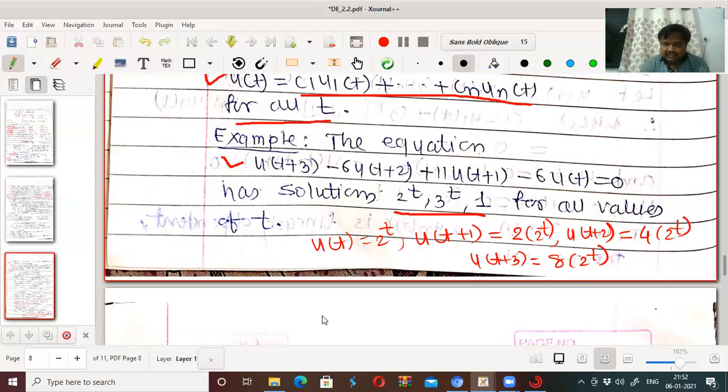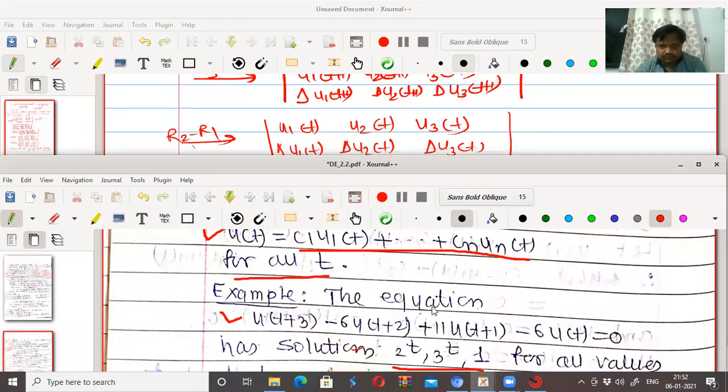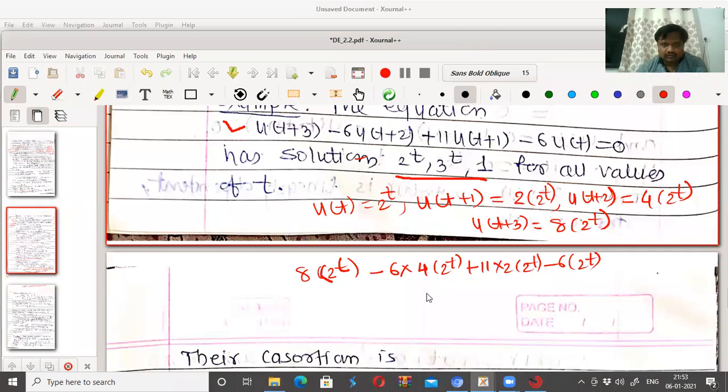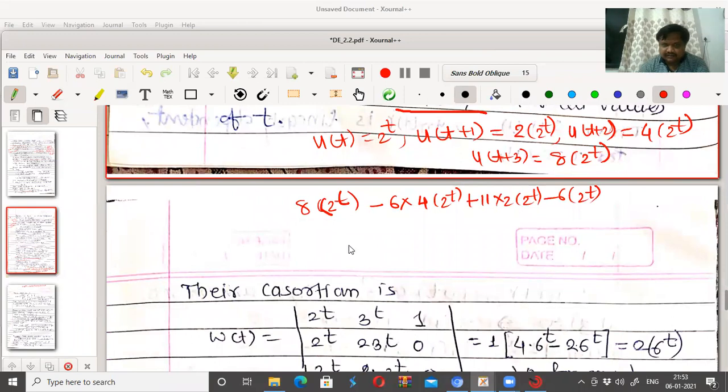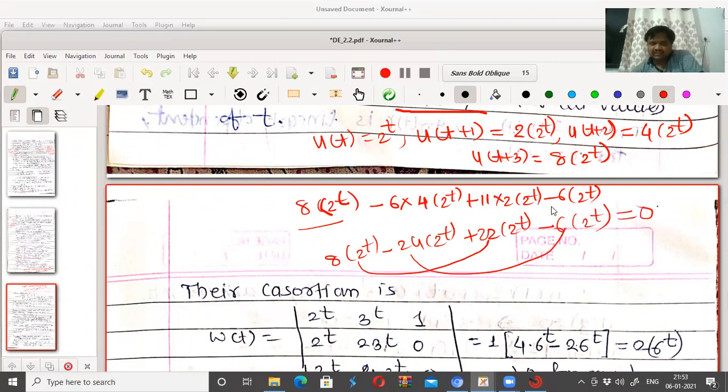Now, u(t+3) means 8 into 2 to the power t, minus 6 into u(t+2), 4 into 2 to the power t, plus 11 into u(t+1), 2 into 2 to the power t, minus 6 into 2 to the power t, equal to... This is 8 into 2 to the power t, minus 24 into 2 to the power t, plus 22 into 2 to the power t, minus 6 into 2 to the power t. What will happen? 8 plus 22 is 30, minus 24, minus 6, minus 30, equal to 0. So 2 to the power t satisfies this equation, right?